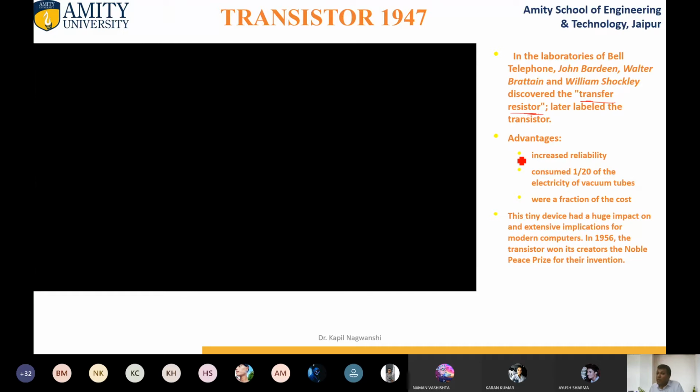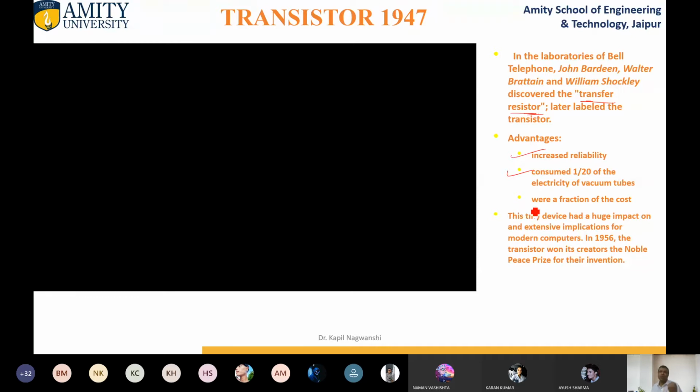What are the advantages of using a transistor? Increased reliability. Why increased reliability? Because it uses semiconductor logic. It uses silicon or germanium, whatever type of semiconductor it is. It consumes less power, 1/20th of the electricity of a vacuum tube. In the case of a vacuum tube, power dissipation is very high, and you need to install a small power station. Here it is very low, a fraction of the cost.